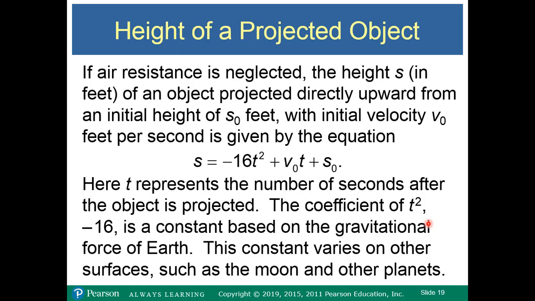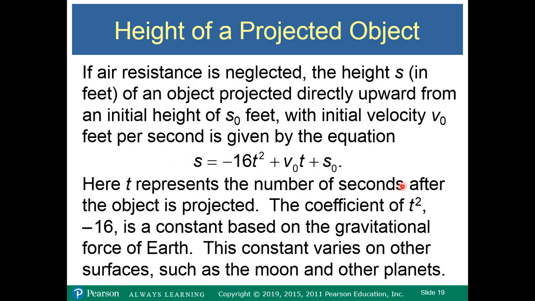Now, air resistance. So now we're going to take the height of a projected object. If air is neglected, so we're going to simplify things, there's no drag on an object. The height s in feet, s is for position, of an object projected directly upward from an initial height of s sub 0 feet with an initial velocity of v sub 0, in feet per second, is given by this equation. The height is given by negative 16 t squared plus the initial velocity times t plus the initial position, or the initial height.